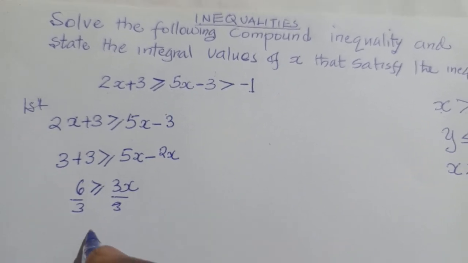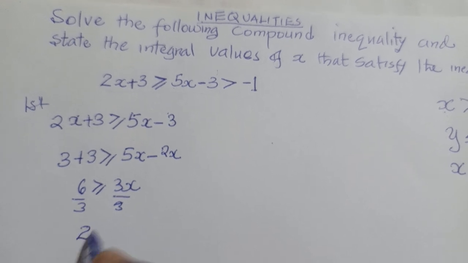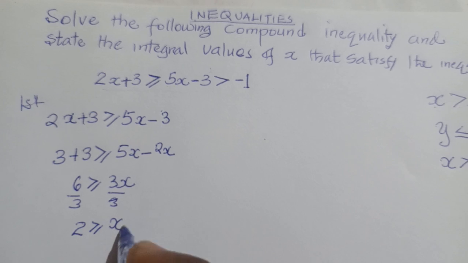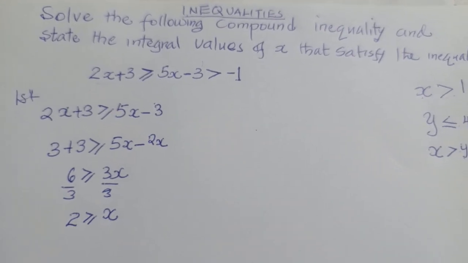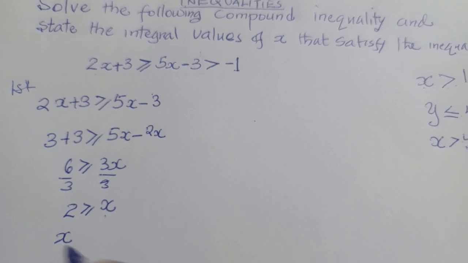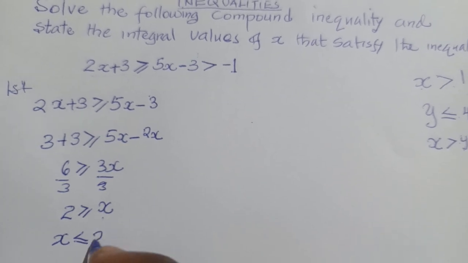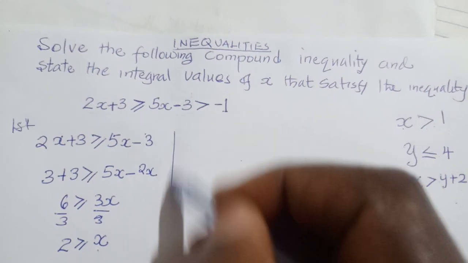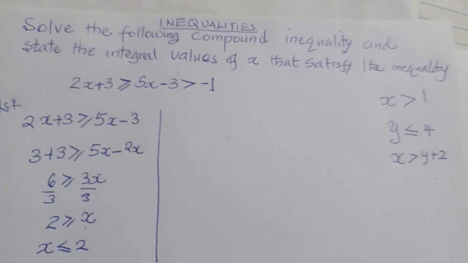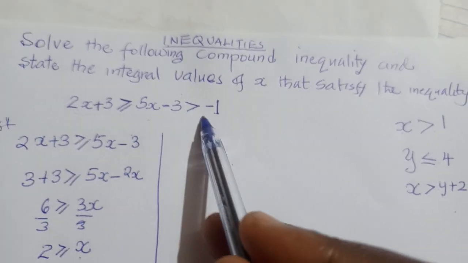So we'll have 2 is greater than or equal to x, which can also be written, this is still the same as x is less than or equal to 2. Now that's the one part of the solution. Then we get to the other part.